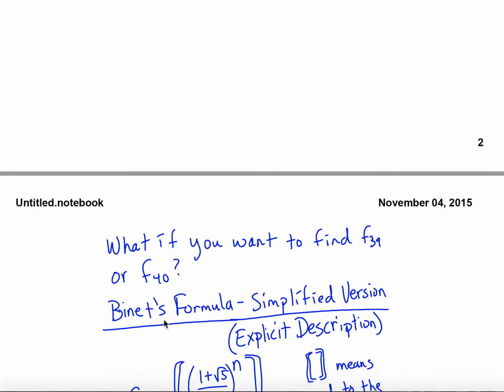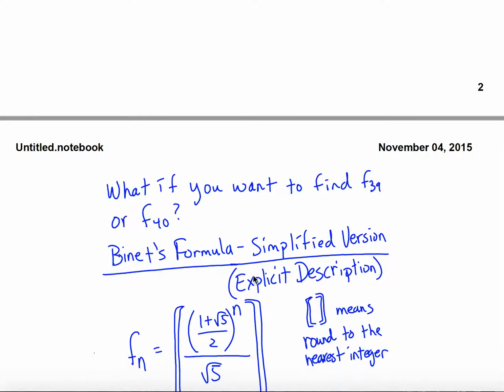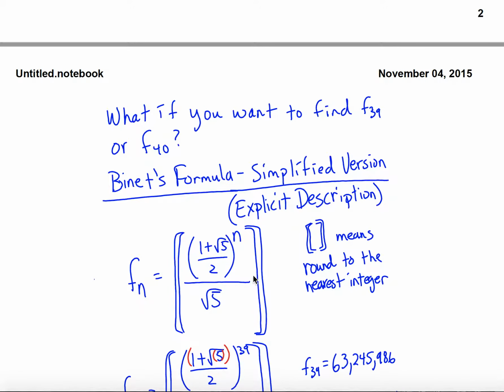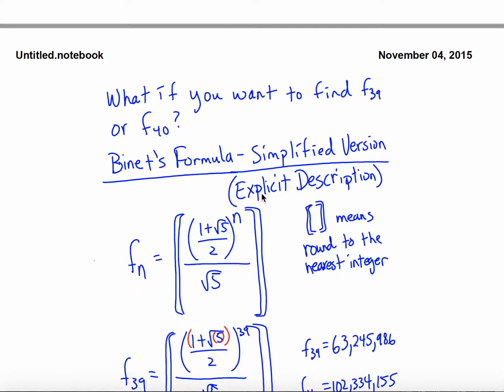And there is a formula called Binet's formula. We're going to do what we call the simplified version. There's a more involved version, but this is the simplified version. It is an explicit description of the Fibonacci sequence, which means you can find the value you want straight out. The nth term, using this formula, is 1 plus the square root of 5, over 2, to the nth, divided by the square root of 5, and then you round it to the nearest integer. These symbols here, these kind of brackets with an extra line, mean round to the nearest integer.